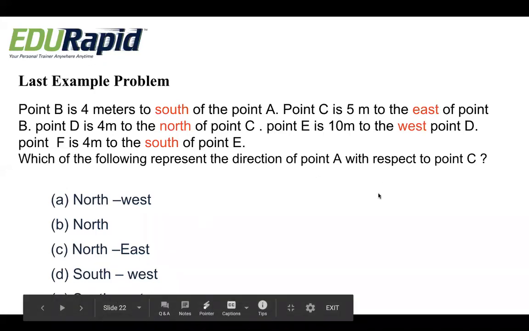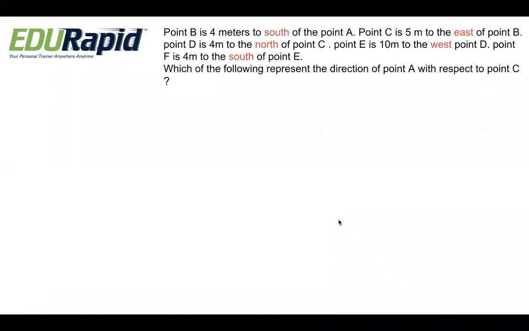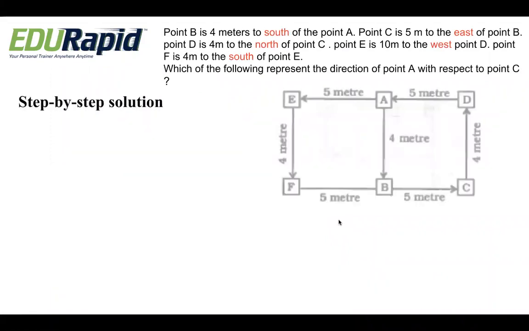So the given options are northwest, north, northeast, southwest, and southeast. Let's look at the step-by-step solution. So according to the problem, this is how it's going to look like. Let's go step by step now. So what it says, point, let me go back to the problem.